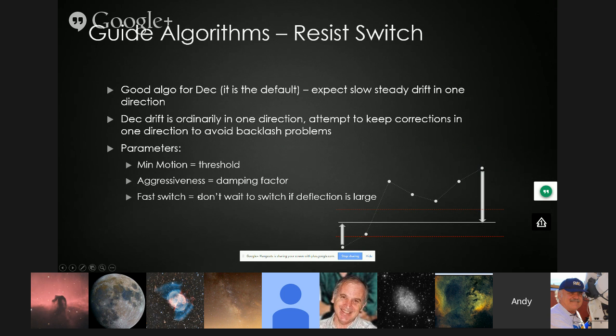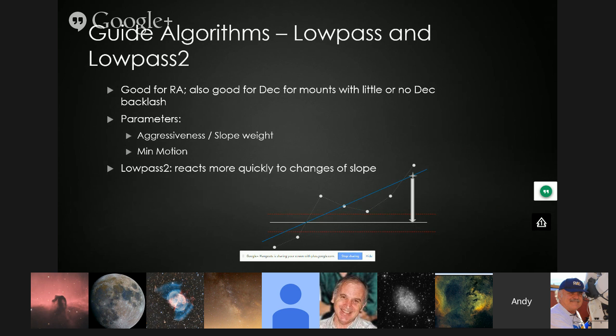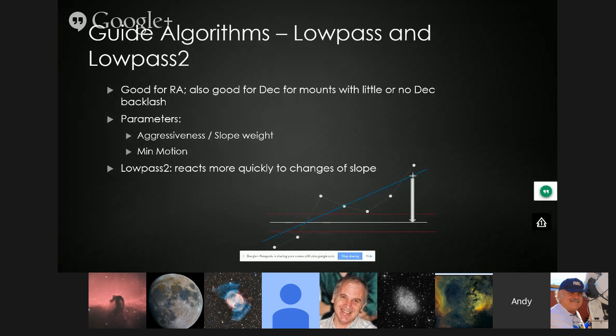and also a relatively new parameter, which will override and do a fast switch if things are really getting out of control. I'm just going to gloss over this stuff now. There are another couple of algorithms, low pass and low pass 2, which I think can be okay for RA, but they're also good for higher-end mounts with little or no backlash. This can be a good choice. I'm not going to go into the details of it, but it's worth a try if you want to give it a try sometime.